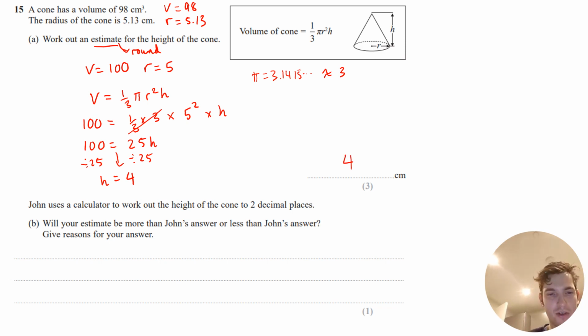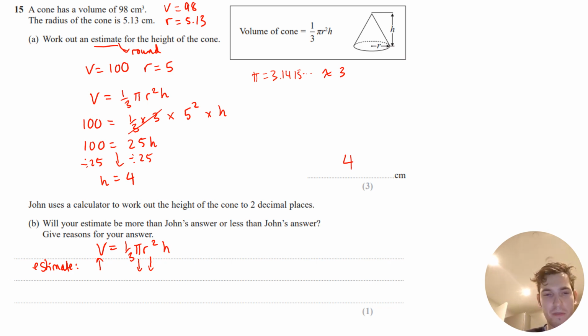Okay. John uses a calculator to work out the height of the cone. Will your estimate be more than John's answer or less? Okay, so a bit of a tricky one here. Let's actually write out my formula again and figure out for my estimate, what have I done? So I rounded up my volume for my estimate from 98 to 100. I also rounded down my pi and I rounded my radius down from 5.13 to 5.